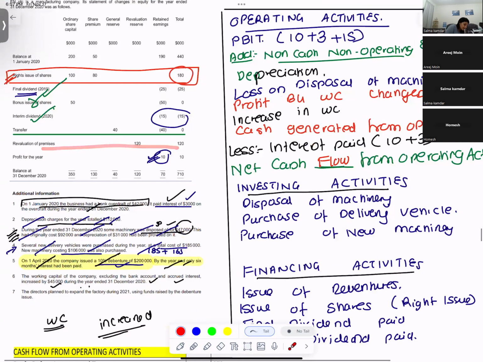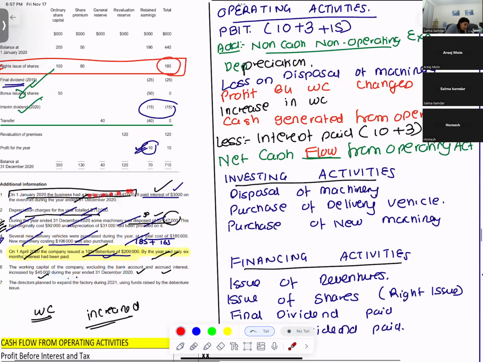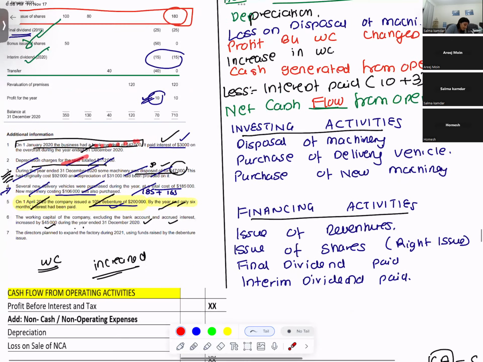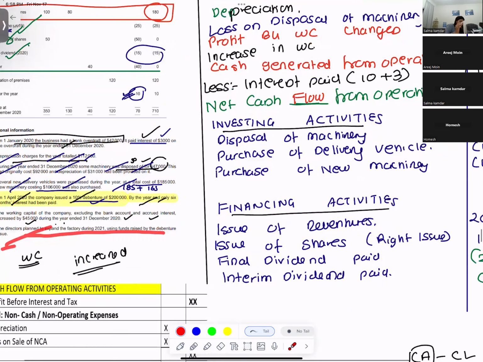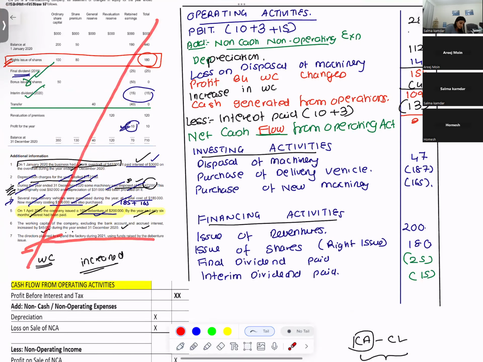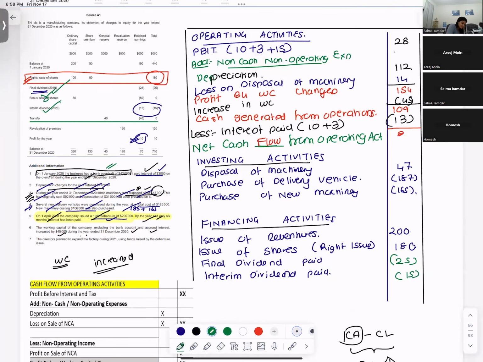You have bank overdraft at the beginning of the year. This will come at the end. Depreciation is incorporated, adjustments 3, 4, 5, 6 done. The directors plan to expand the factory using fundraise, no inflow or outflow. So I have incorporated everything that is there in the question except this. Okay, so now I will start doing the total.